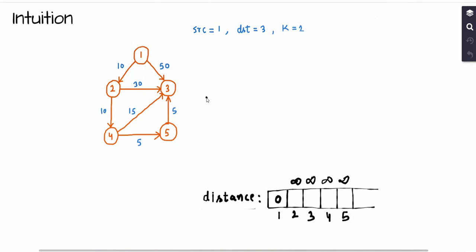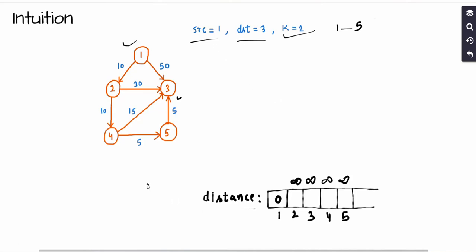So this is a sample graph which I have taken, which has 5 vertices numbered from 1 to 5, and our source city is city number 1, the destination city is city number 3, and k represents the maximum number of stops which are allowed along the path from the source city to the destination city.